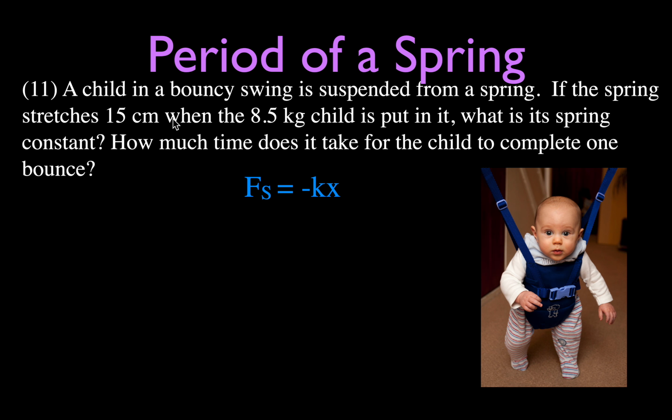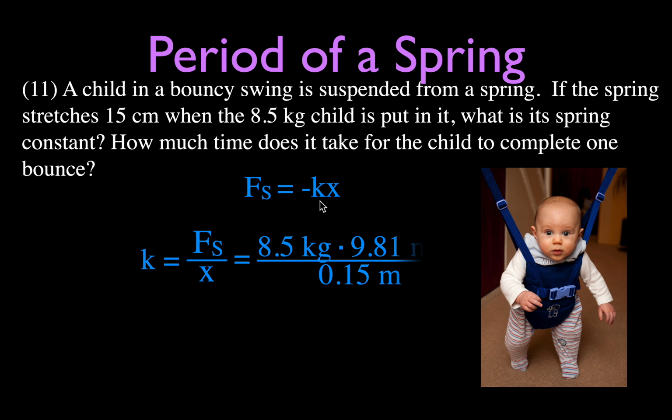This is the equation we use to calculate the spring constant: the force on the spring is equal to minus K, the spring constant, times the extension of the spring. This minus sign just tells us that this force is opposite of this one. The spring pulls up, the object pulls down, in different directions. We're going to calculate K. K is going to be the force divided by the extension. Now we're given the mass, so you have to multiply that by 9.81 to get the force.